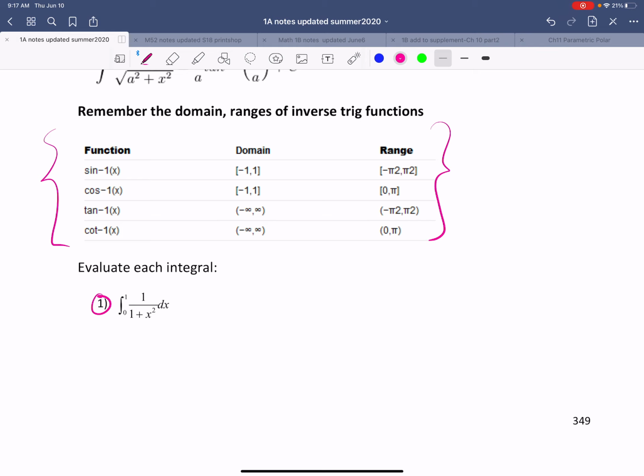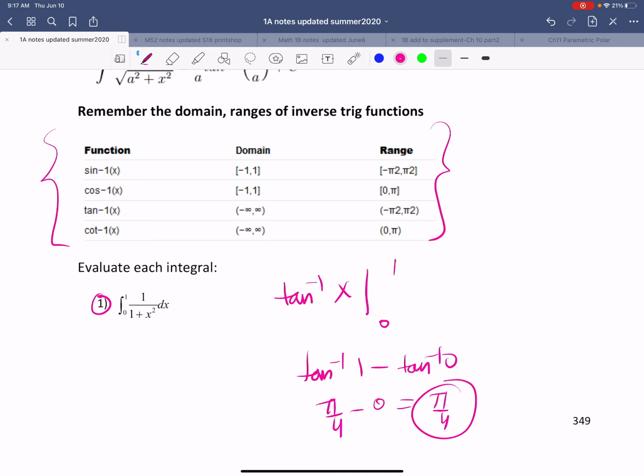Here's my first example. Evaluate the integral from 0 to 1 of 1 over 1 plus x squared. So I can see this is directly tangent inverse x, and the bounds are from 0 to 1. So tangent inverse 1 minus tangent inverse 0. Tangent inverse 1 is pi over 4, and tangent inverse 0 is 0. So pi over 4 is going to be my final answer.